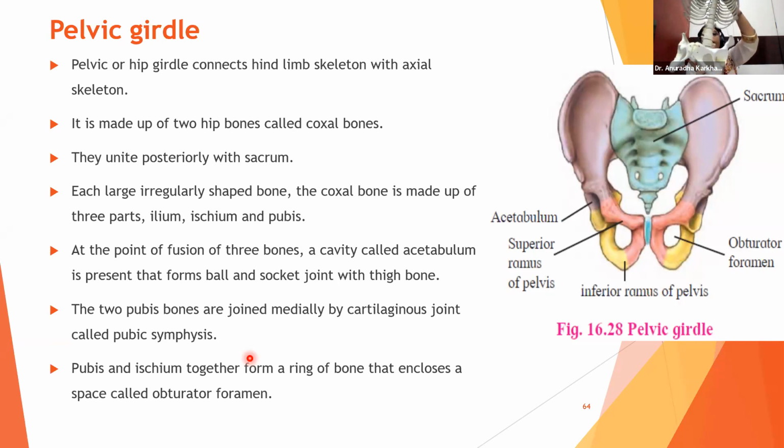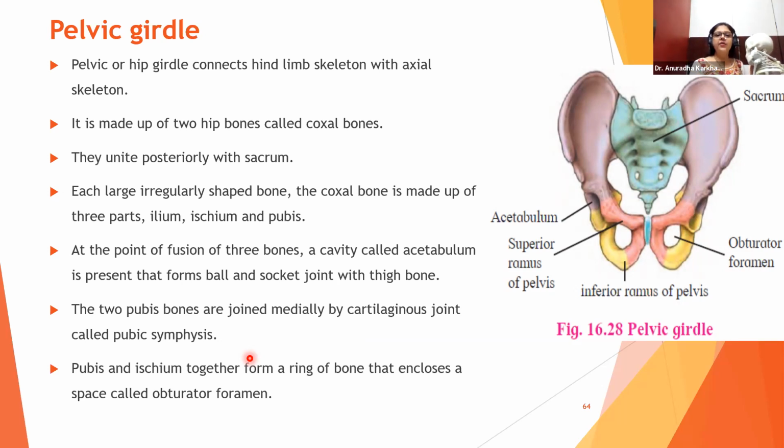Okay, this, you can see very nicely. Yeah, the butterfly shaped structure that you can actually see. Okay, so they are the coxal bones. They are called hip bones.